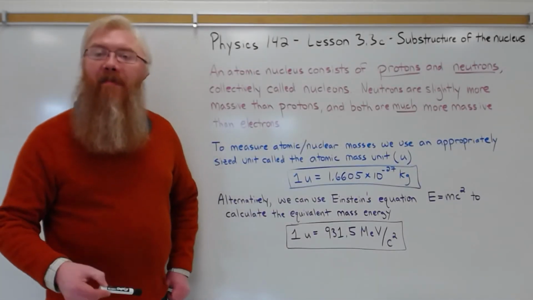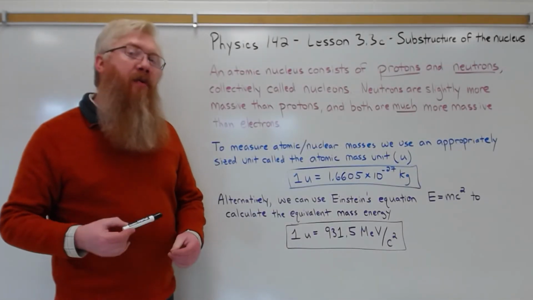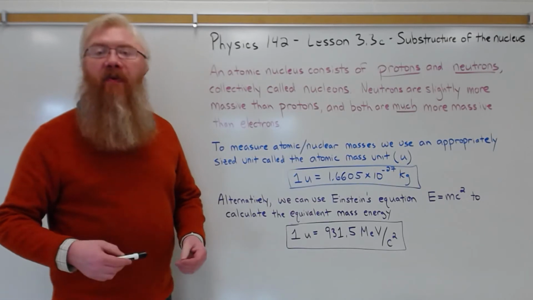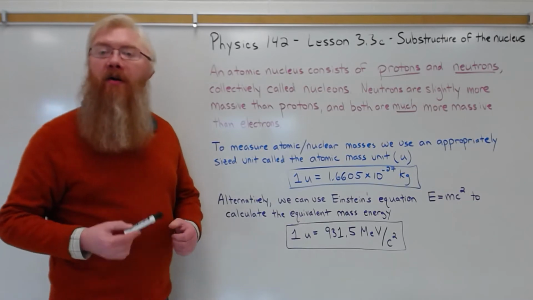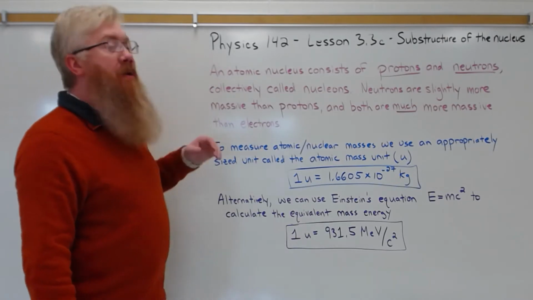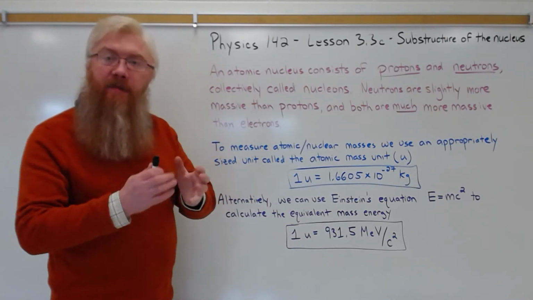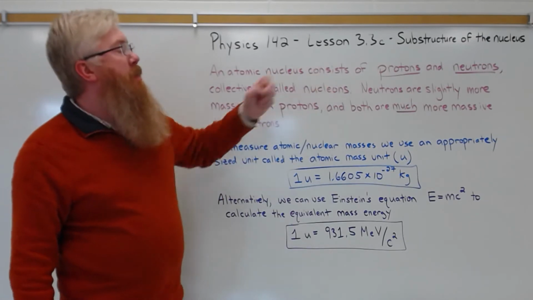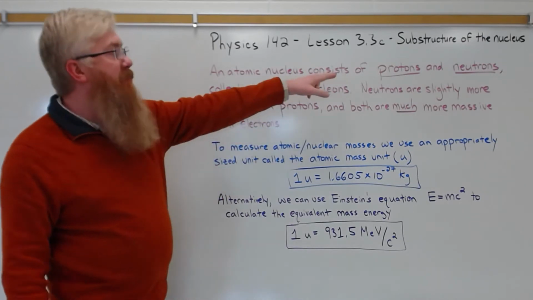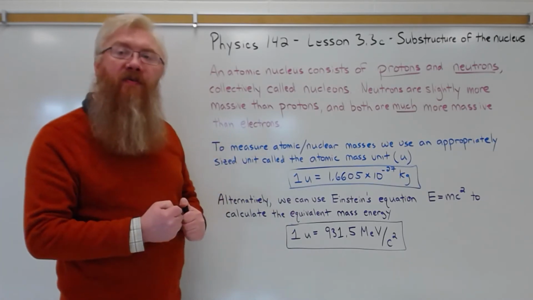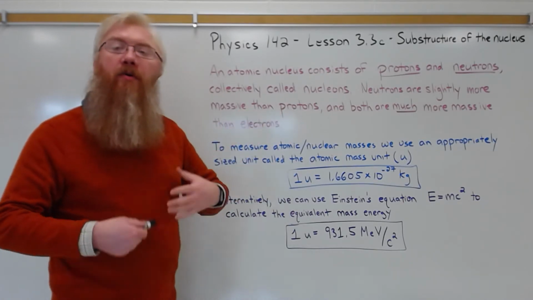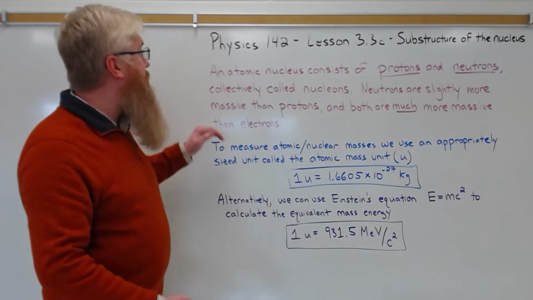Let's talk a bit about the nucleus. Now, you probably learned these terms early on, especially if you've had a chemistry course or a physics course in high school. But to make sure we're all on the same page, all atoms have a nucleus. Those nuclei consist of protons and neutrons. So protons are positively charged particles found in the nucleus. Neutrons are neutral particles found in the nucleus.